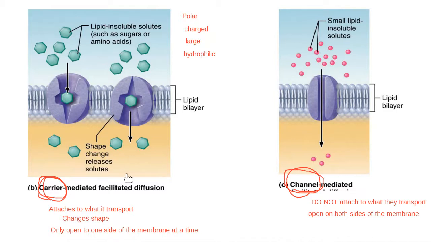Now, when we talk about carrier proteins and when we talk about channel proteins, these things don't transport stuff at exactly the same rate. What do you think? A channel protein or a carrier protein? Who might transport things faster? Would a carrier protein or a channel protein go faster?